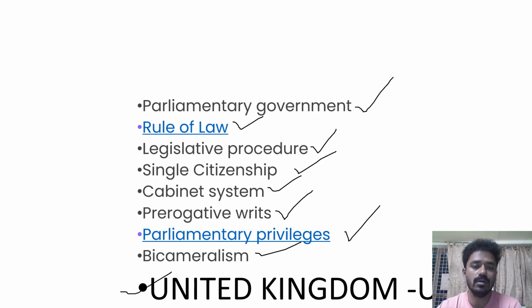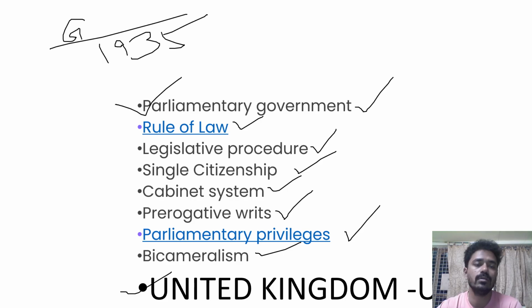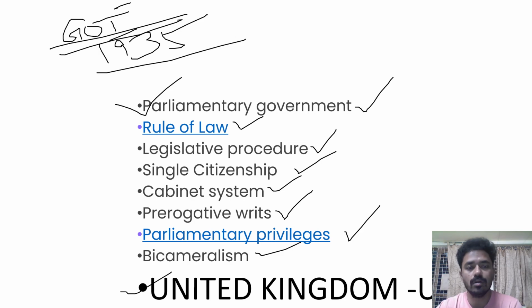Okay, see here again, parliamentary form of the government. The 1935 Government of India Act is the reference for us. This is the basis we have taken to prepare our constitution. In that also we have parliamentary form of the government. And next, rule of law. Rule of law is also taken from United Kingdom Constitution.